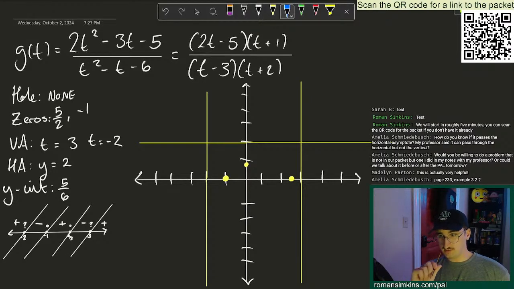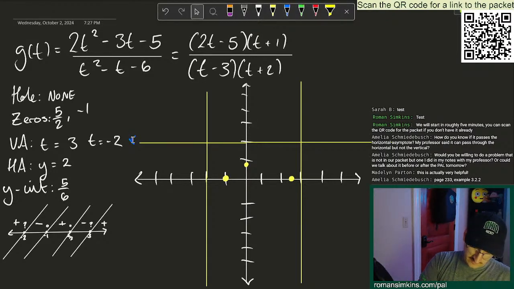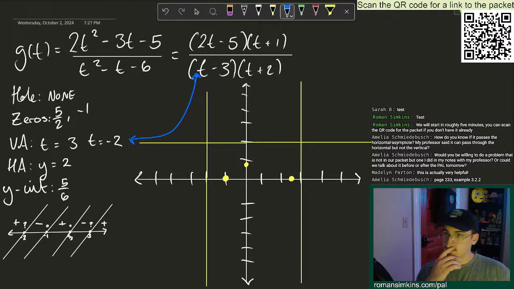So hopefully it's not too crazy yet for me to say that this, hold on, I'm drawing that horribly. This is going to look something like this, right? It's going to start off on the horizontal asymptote, and as it approaches that vertical asymptote, it's going to go off to infinity. Hopefully that's not too crazy.